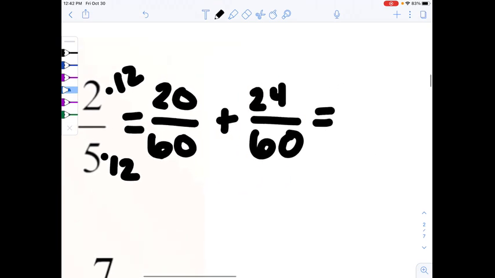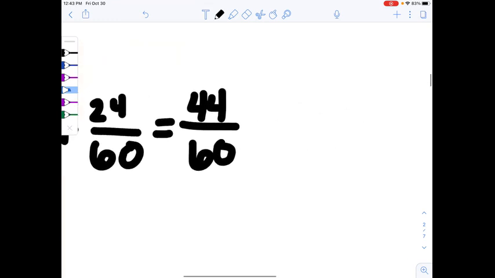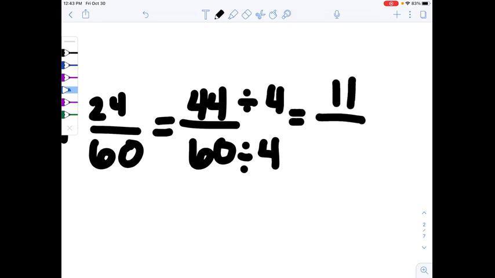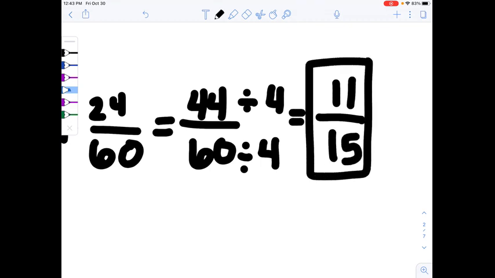Now I'm going to add these together. 20 plus 24 is 44, and I keep the denominator. Then I always need to put my answer in simplest form. So I am going to divide each of these by 4. 44 divided by 4 is 11. 60 divided by 4 is 15. Can't simplify that further, so my answer is 11/15.